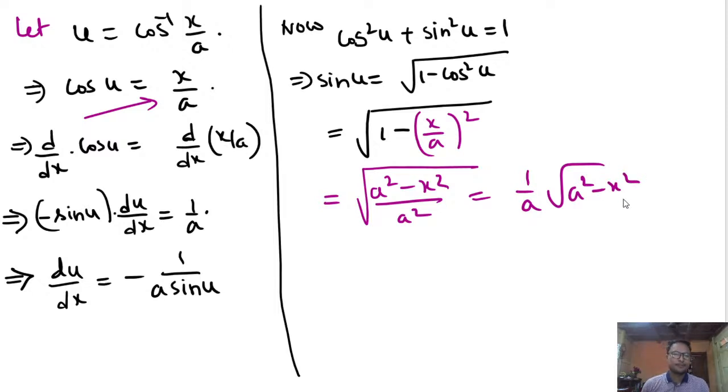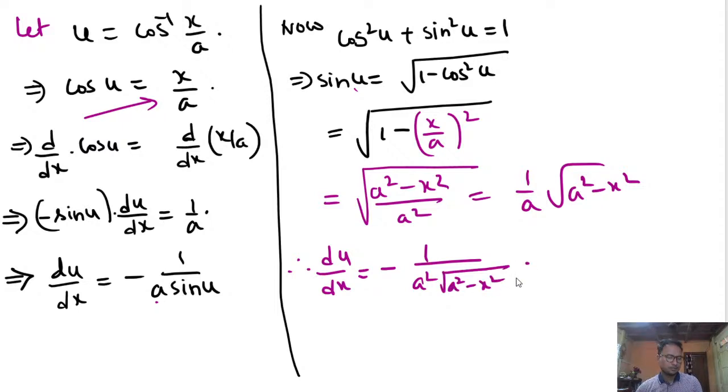So du by dx is minus 1 by a sin u, so it will be minus 1 over a square and then under root of a square minus x square. So this is our du by dx.